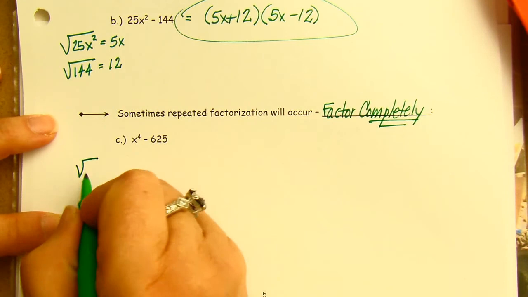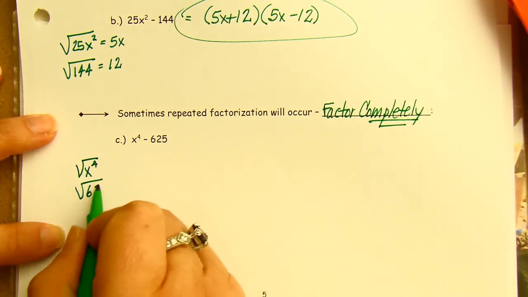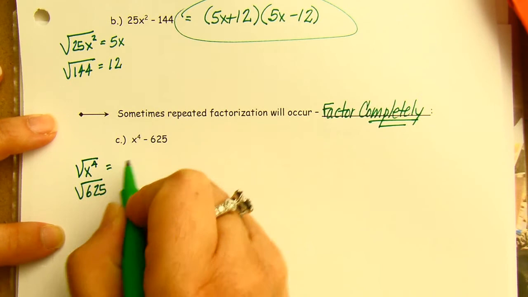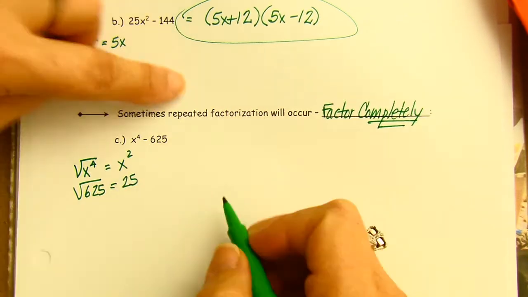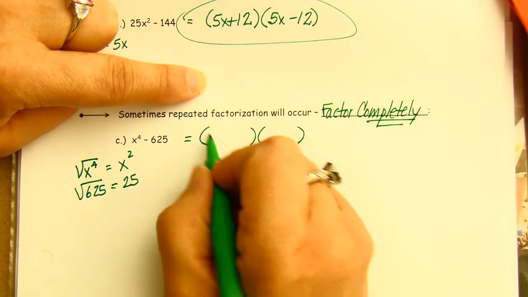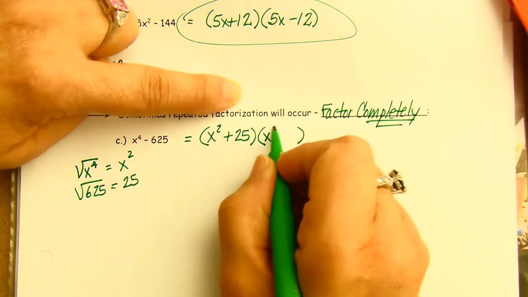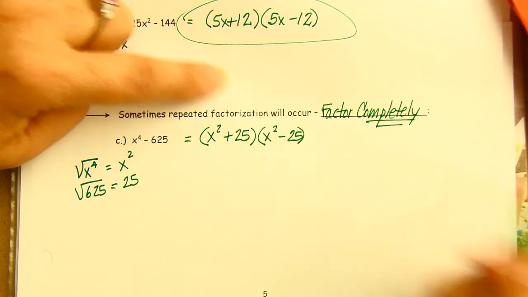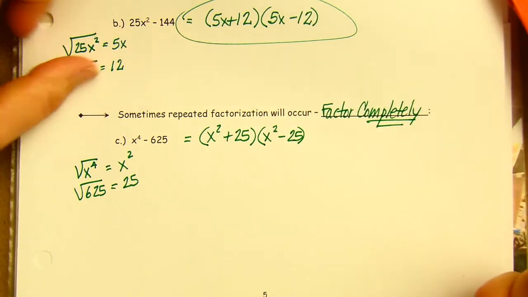So what do I do? I take the square root of x to the fourth. I take the square root of 625. Square root of x to the fourth is x squared. Square root of 625 is 25. So now I'm going to write my product of two binomials, x squared plus 25, x squared subtract 25. I'm not finished. This thing is not completely broken down.